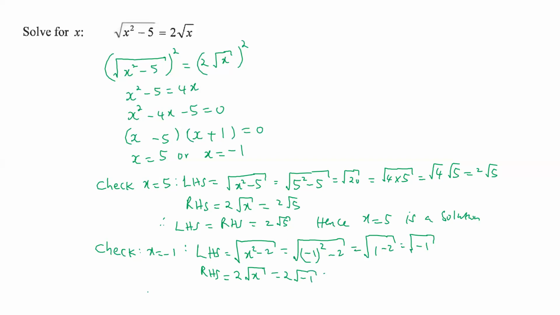And the immediate observation is that the left-hand side is not equal to the right-hand side. And so the conclusion is that hence x equal to minus 1 is not a solution. It's not a solution to the original equation. Okay, so we have that.